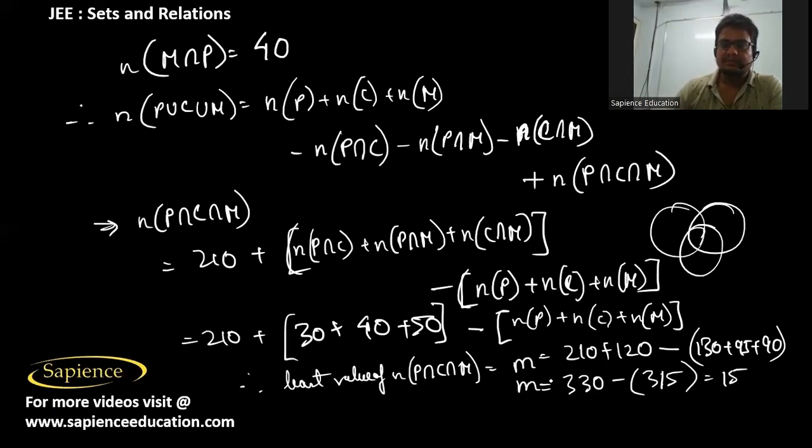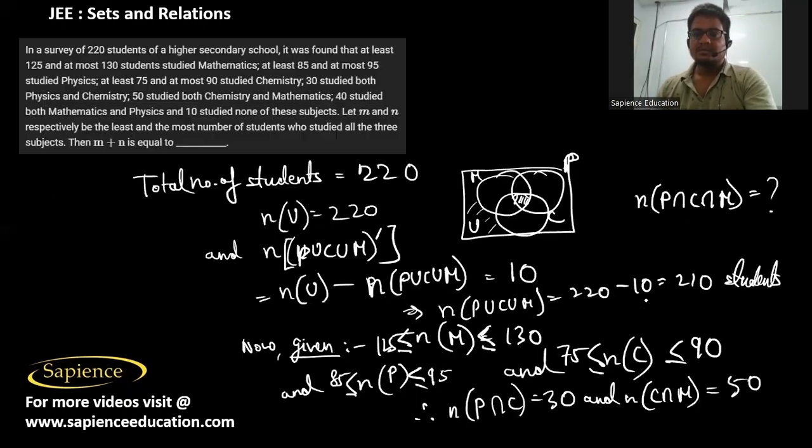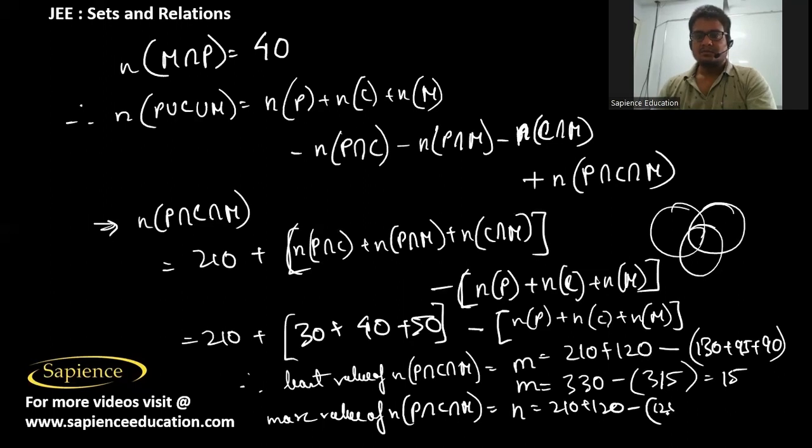So this is the value of M, and similarly the maximum value of n of P intersection C intersection M, that will be equal to 210 plus 120 minus the least value of n of P plus n of C plus n of M. So that will be 125 plus 85 plus 75. Therefore n value will be equal to 330 minus 125 plus 75.